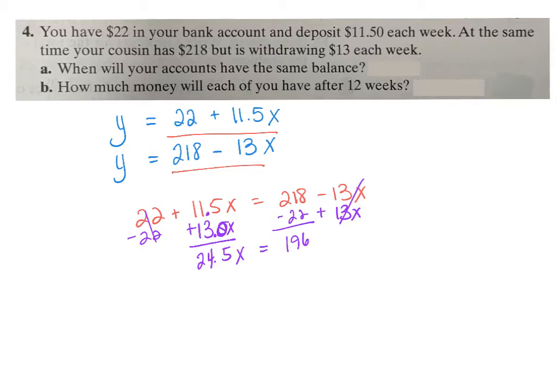When you divide, you don't get a whole number here. They must have rounded here when they did this, because when you round, you're going to get 8 weeks. When you round, you're going to get 8 weeks. I will say, how much after 12 weeks, you're going to plug a 12 in here. That's how much you'll have. Plug a 12 in here. That's how much your cousin will have. All right, after 12 weeks.